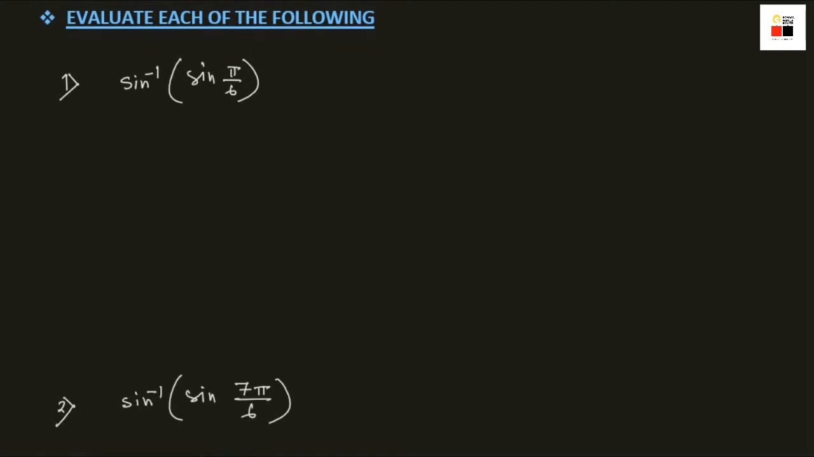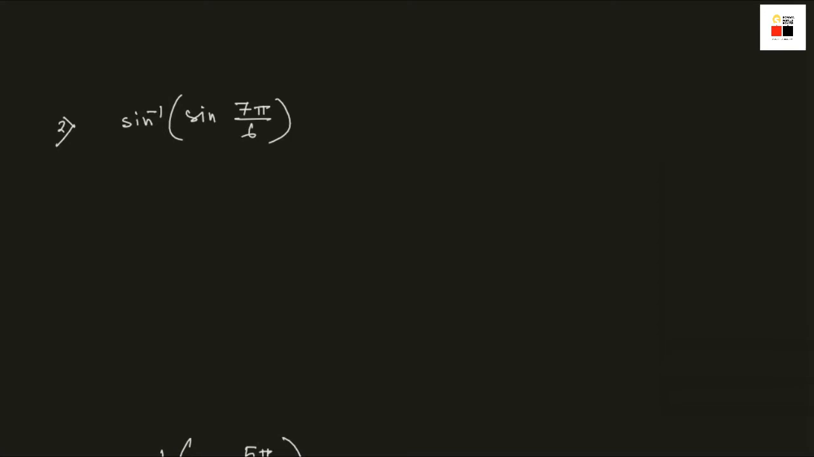Let's talk about some problems. Sin inverse of sin pi by 6 is equal to pi by 6, since pi by 6 belongs to minus pi by 2 comma pi by 2. Next problem is sin inverse of sin 7 pi by 6. This is not equal to 7 pi by 6, since 7 pi by 6 does not belong to minus pi by 2 comma pi by 2.